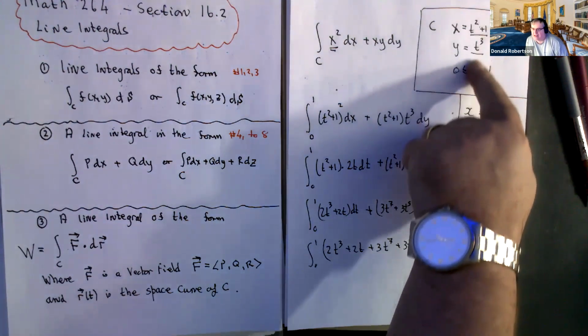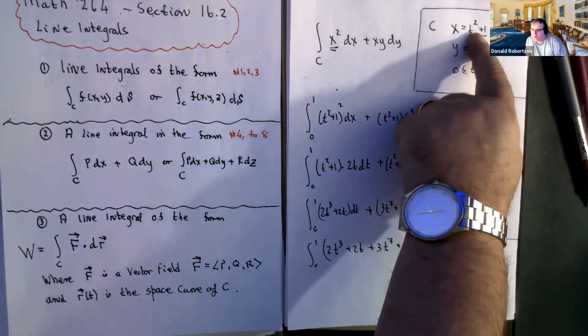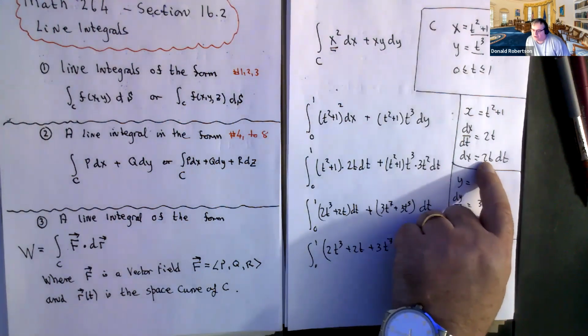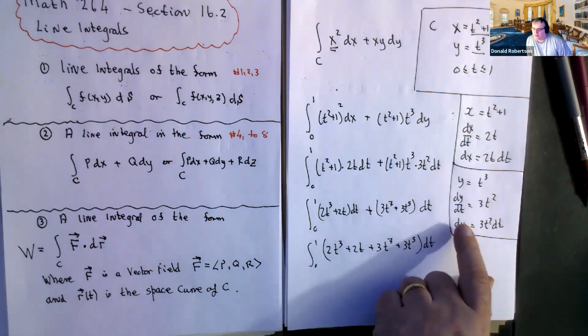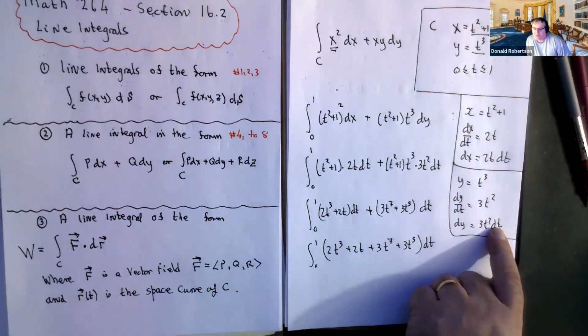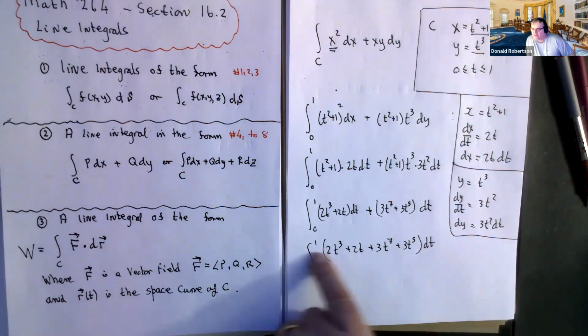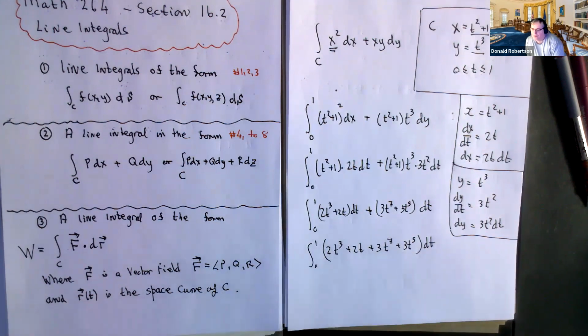Pretty much this is the guy that does everything, isn't it? X gets replaced by him, Y gets replaced by him, a little bit of work, dx gets replaced by him, a little bit more work, dy gets replaced by him. When you're finished, there's nothing but t's. And this is a Calc 2 integral that you can do with the power rule.